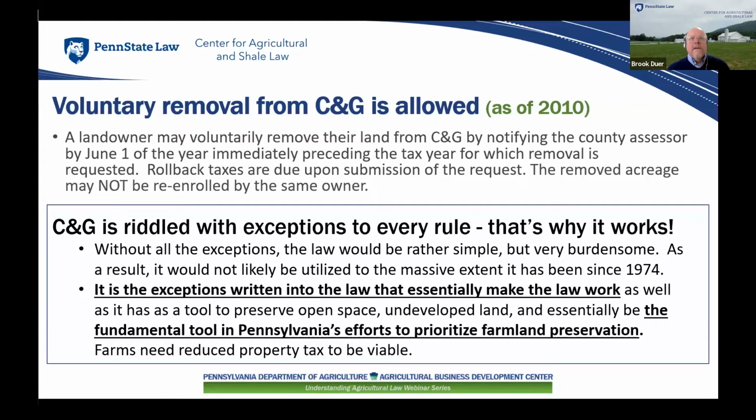And the net benefit to the viability of the continuation of ag as a livelihood and as our food source would not nearly be as advanced as it is without these exceptions. That's the facts of life here. It's the exceptions written into the law that essentially make this law work as well as it has. And as I put on the bottom of this slide, it is considered the fundamental tool in Pennsylvania's efforts to prioritize farmland preservation. This is tool number one.